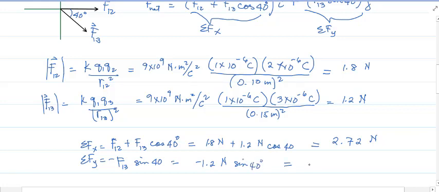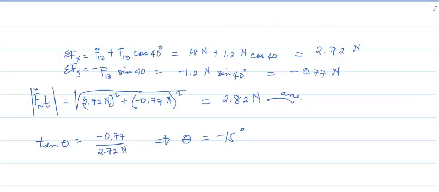This is just negative 0.77 Newton. So knowing the i-hat and j-hat, or the components along the x-axis and y-axis respectively, we can use these values to determine our net force. It's just equal to the square root of the sum of the squares of these components. This is our x component and the y component.